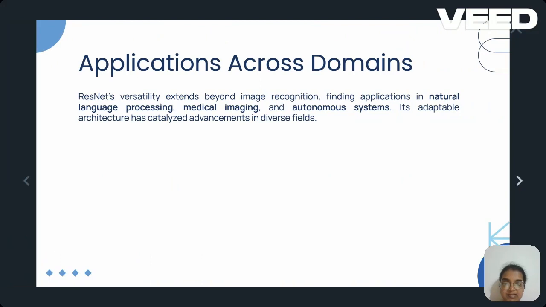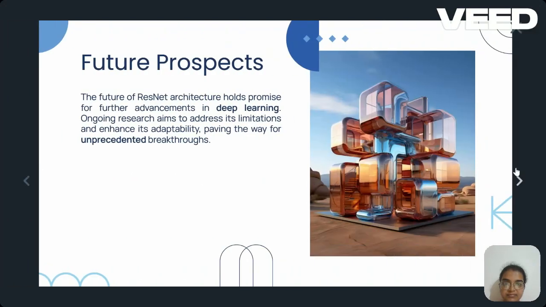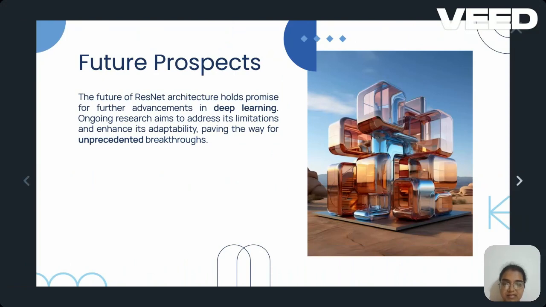Applications across domains. ResNet's versatility extends beyond image recognition, finding applications in natural language processing, medical imaging, and autonomous systems. Its adaptable architecture has catalyzed advancements in diverse fields. Future prospects. The future of ResNet architecture holds promise for further advancements in deep learning. Ongoing research aims to address its limitations and enhance its adaptability, paving the way for unprecedented breakthroughs.